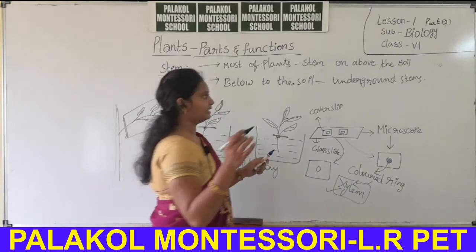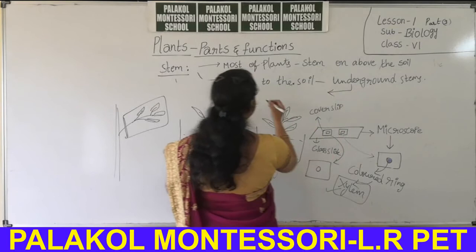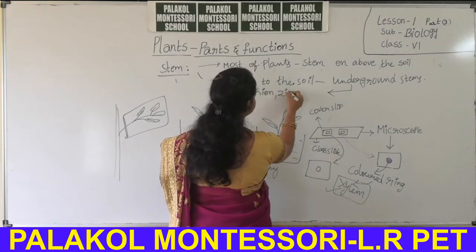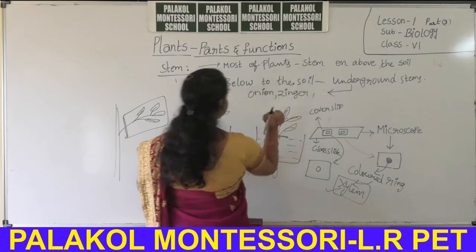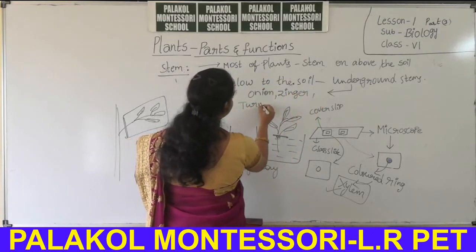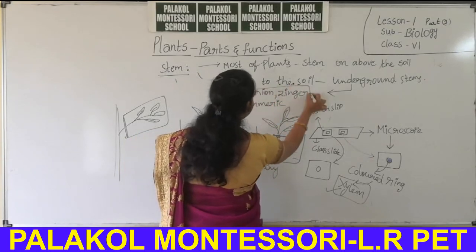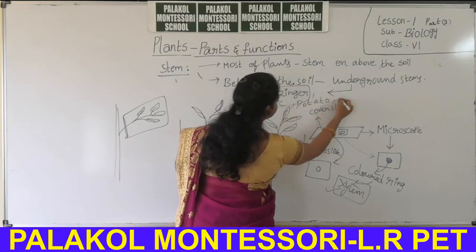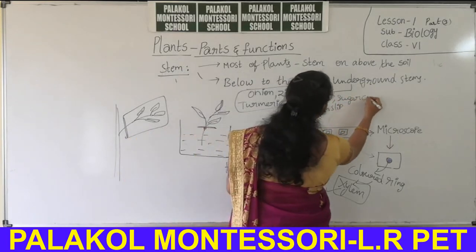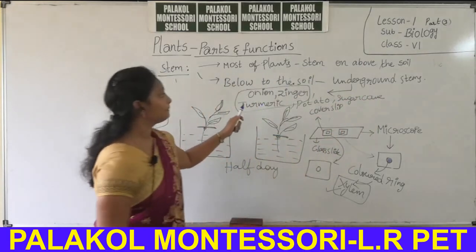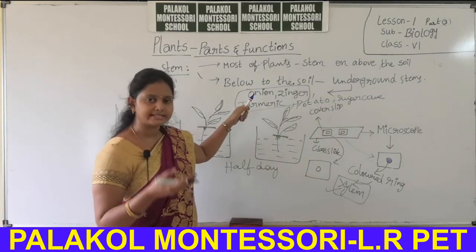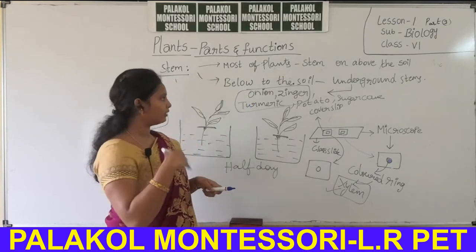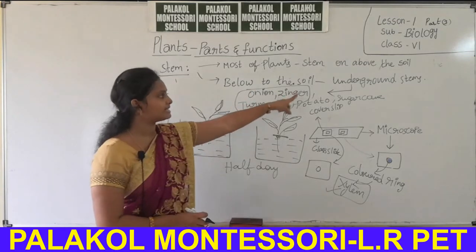And then one thing, underground stems are onion, then ginger, then turmeric. These are all underground stems. That means the stems, potato also, sugar cane. These are all stems present inside the soil. They grow inside the soil, not outside the soil. So these are called underground stems.